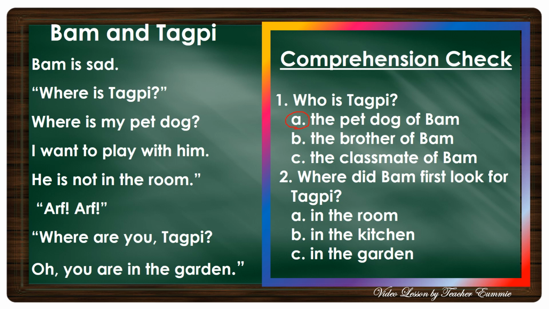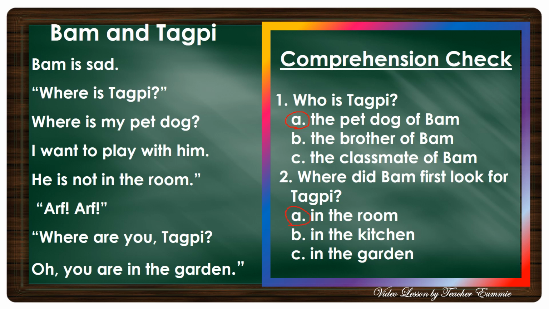Next, let's have number 2. Where did Bam first look for Tagbi? Is it A, in the room, B, in the kitchen, or C, in the garden? Okay, very good. He looks first in the room.